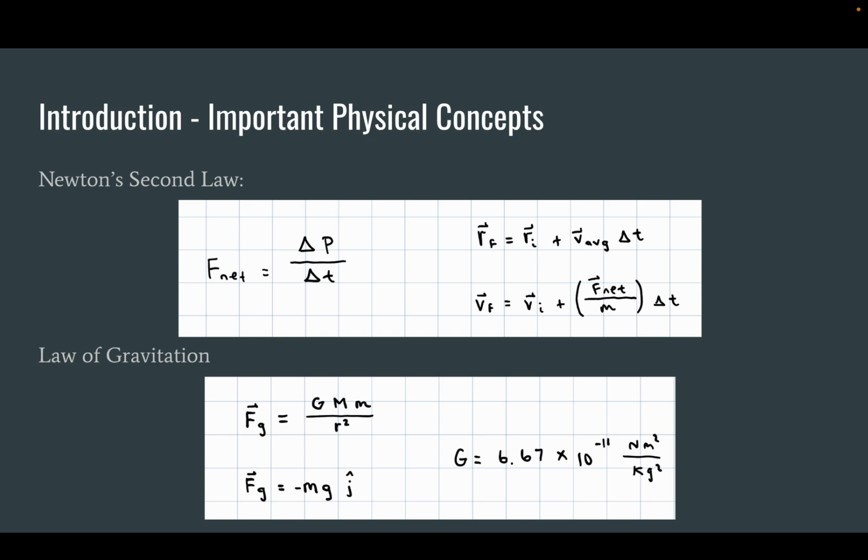First off, we're still working with Newton's second law of motion, which states that net force is equal to change in momentum divided by change in time. We can use Newton's second law to derive two very important formulas, the velocity update formula and the position update formula, which are shown here. We'll also be using the law of gravitation, which states that the force of gravity is equal to our gravitational constant G, which is 6.67 times 10 to the negative 11, multiplied by both masses and divided by the squared distance between the bodies.